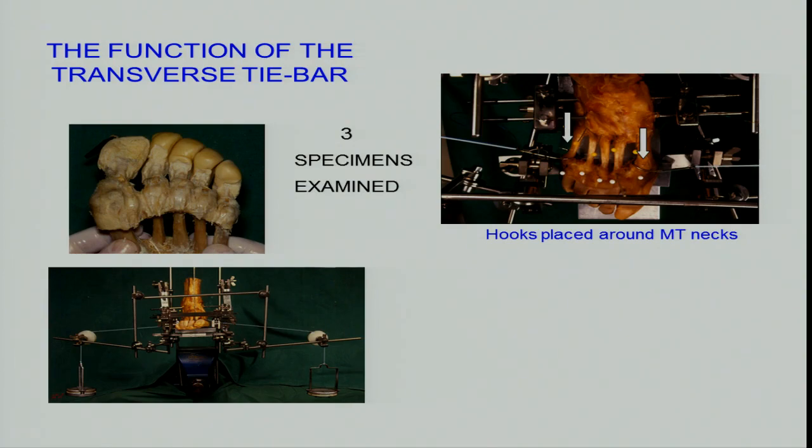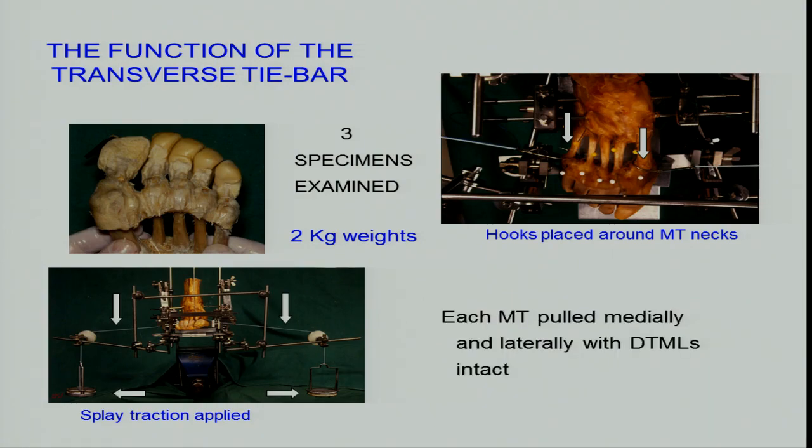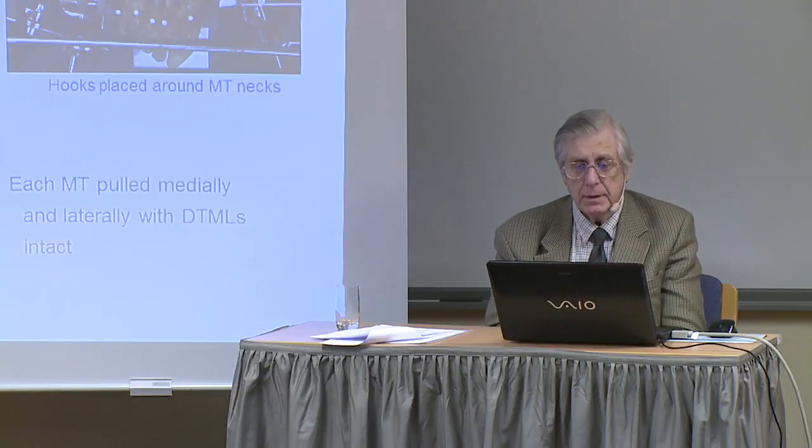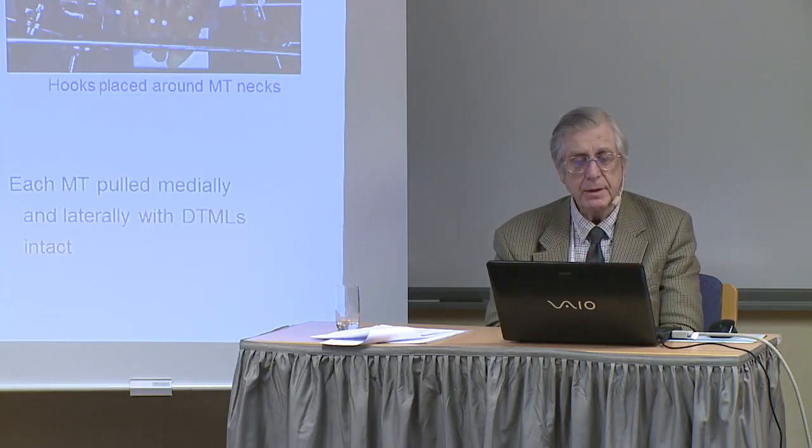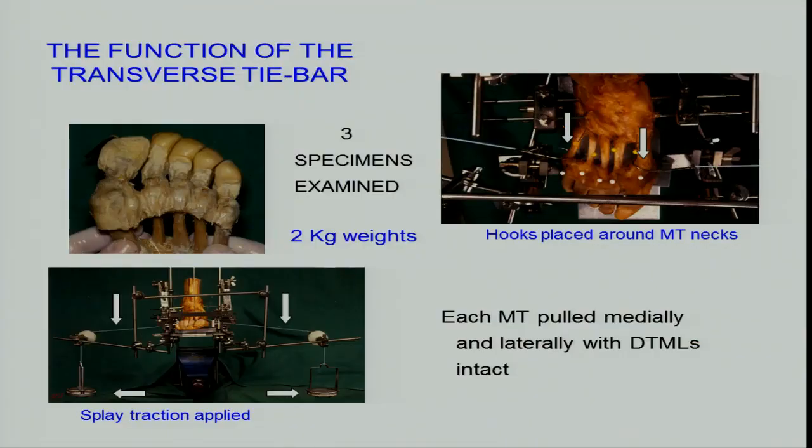And we applied traction to each metatarsal. We put hooks around each of the metatarsals in turn around their necks, so that it had quite a leverage pull relative to the basal joint. And these were attached to weights, which were 2 kilogram weights. So each metatarsal with a hook around its neck was pulled medially and then laterally. And this was done first with the deep transverse metatarsal ligaments intact.